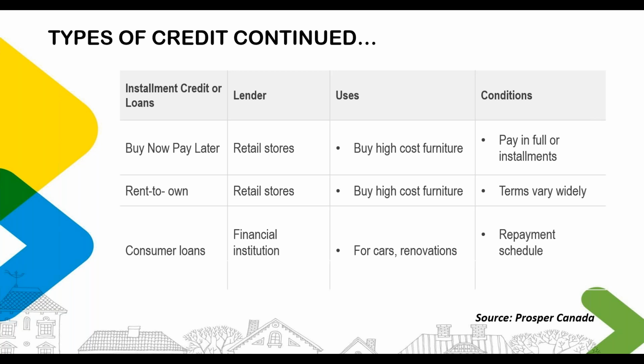Let's look at installment credit, or just loans as a whole. There's what we call buy now, pay later. The buy now, pay later loans, or deferred payment loans, are offered by retail stores for purchasing higher cost household items such as furniture and appliances. The payment methods are usually set up so you either pay in full on the due date in a lump sum, or you may make installments. So you may make payments, let's say $20 per month or $50 per month.